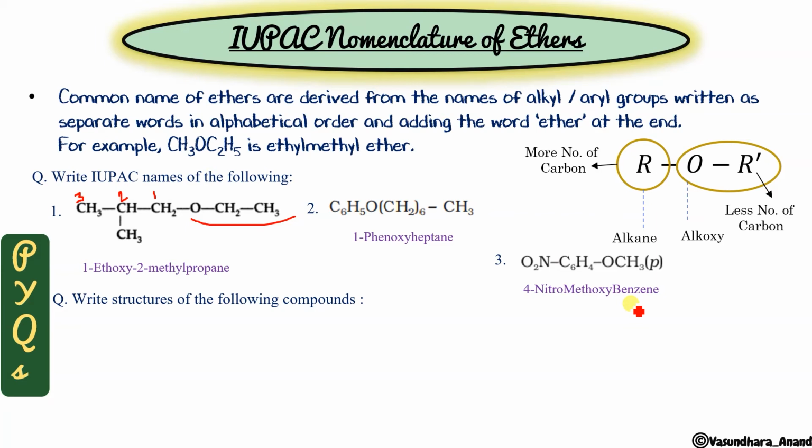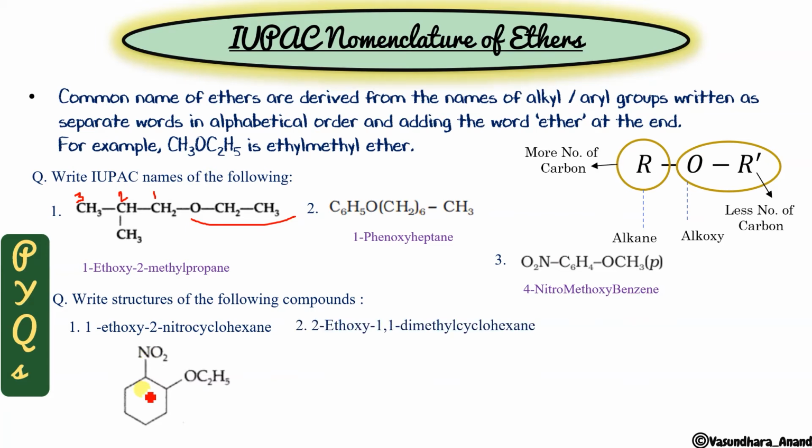Now next question, write the structure of the following compounds. 1-ethoxy-2-nitrocyclohexane. So here the root word you got is cyclohexane. At the second position you have to put the nitro group and at the first position you have to put OC2H5. So this is quite clear. Any place can be one. Yes, in this case this is one position, this is second, third, fourth, fifth, sixth. So 1-ethoxy, 2-nitro and cyclohexane.